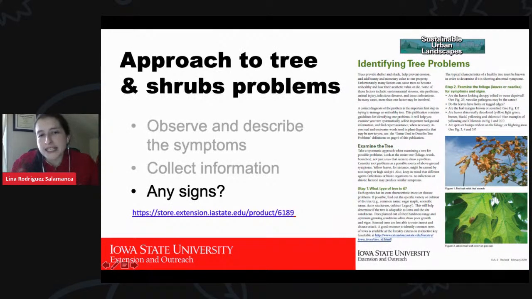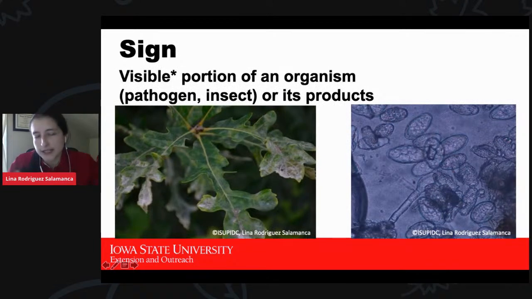Now, the other part is not only symptoms, but you want to make sure that you train your eyes to look for any signs that may develop. So let's review a little bit here. What are signs? Those are visible portions of an organism, either a pathogen or insect, or its products. Notice that visible has a star next to it because sometimes, especially with microscopic pathogens, you may not see the pathogen. You need magnification in order to see it.